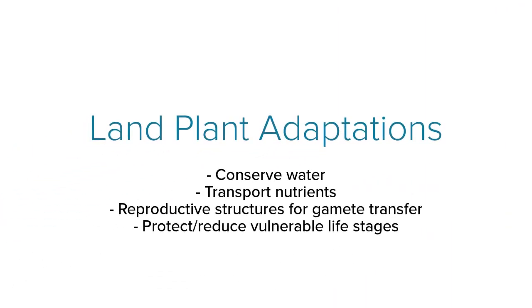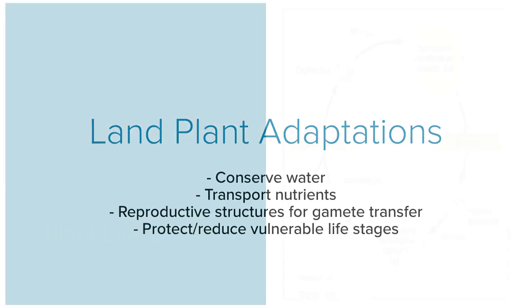So naturally, plants had to make a lot of adaptations once they were on the land. One was that they had to conserve water, and so they evolved a waxy cuticle. They also evolved a vascular system so that they could transport nutrients against gravity. They also had to develop new reproductive structures for gamete transfer, and along with this, they also had to protect or reduce their vulnerable life stages, which led to the development of the sporophyte and the gametophyte.